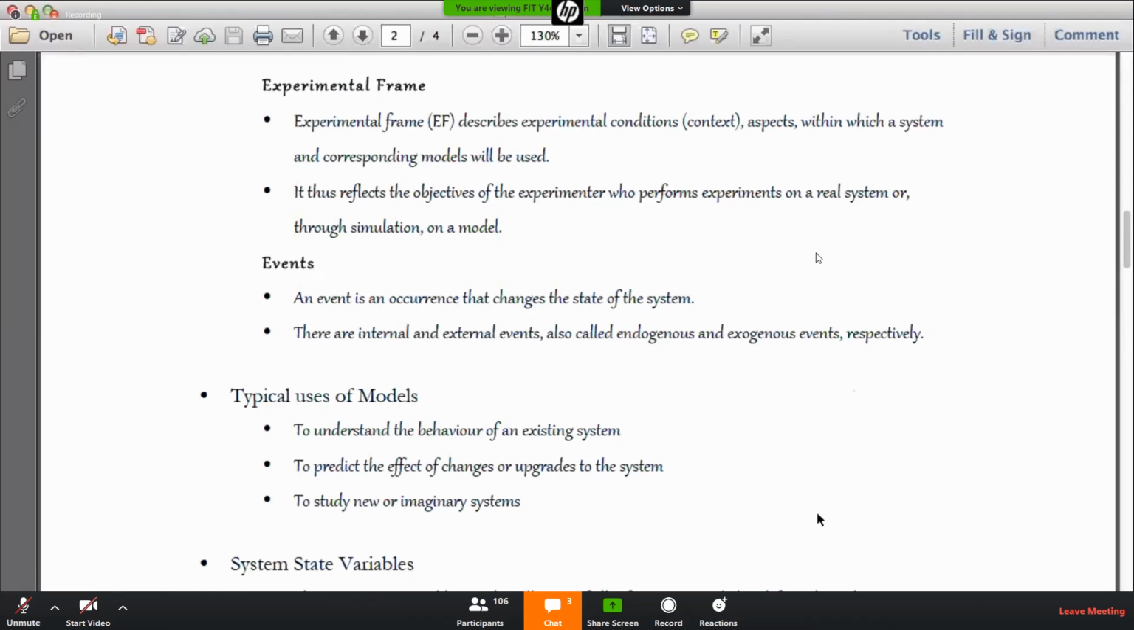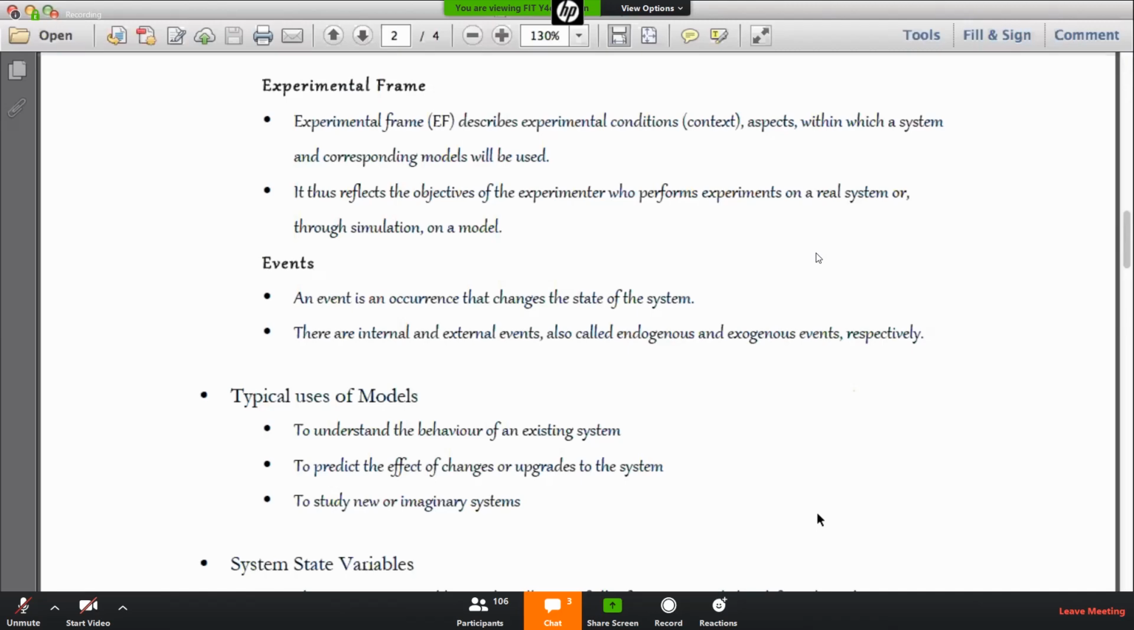What are the typical uses of models? I will discuss this, and in the next 10 minutes or so, we'll take a short break and reconvene. Typical use of models is to understand the behavior of an existing system. For instance, if you want to know how a stock is performing, or how changes in a given environment affect something, you can actually use a model. You can use a model to predict effects of change or upgrade of a system. How does it influence the output?